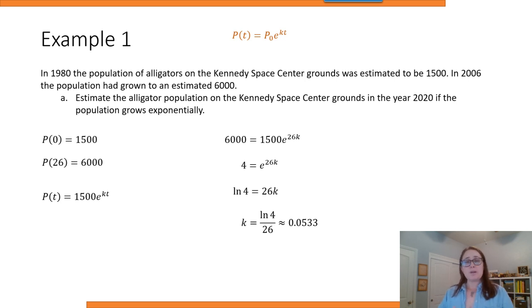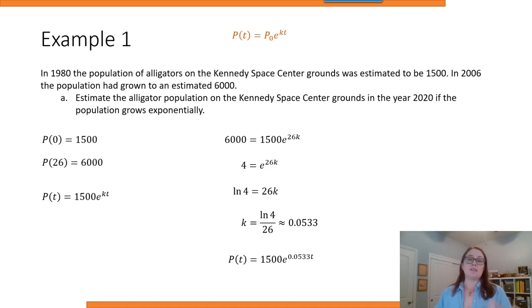0.0533. Going out about 4 decimal places is pretty standard here. So we're being really exact with our answer. If you wanted to be super exact, you'd use the natural log of 4 over 26. But the decimal is usually going to be good enough. Okay, so I found k, which means I have my full formula now. P of t equals 1500 e to the 0.0533t.